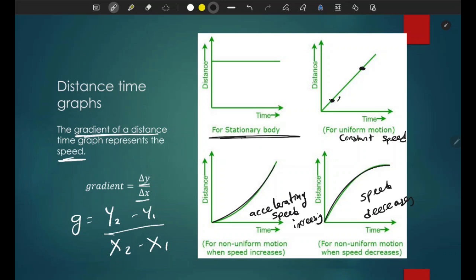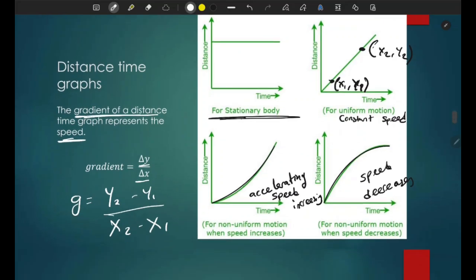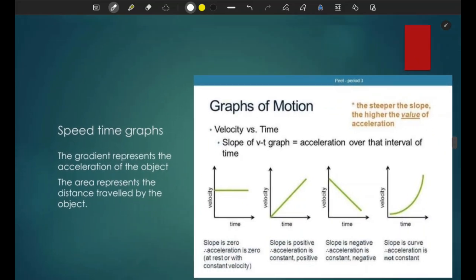So this is x1 comma y1, and this one is x2 comma y2. If we would like to find the gradient of this, we use this formula, y2 minus y1 over x2 minus x1. So we take the coordinates and substitute into this formula, and we find the gradient, which is also the speed.